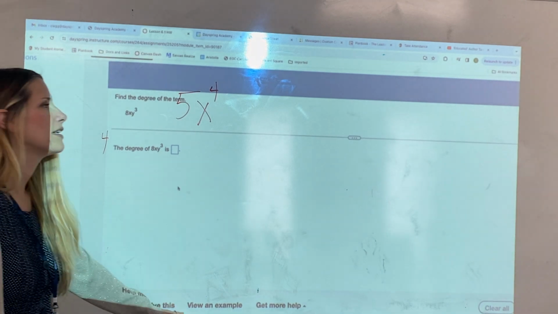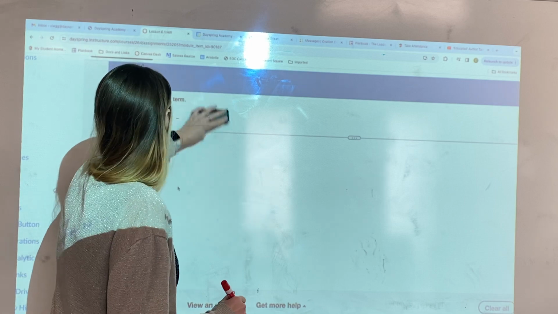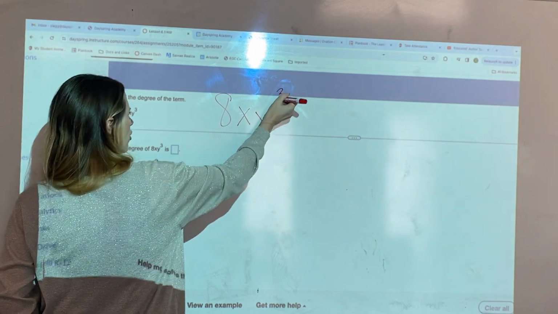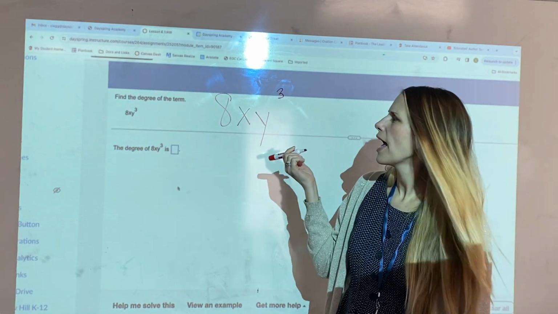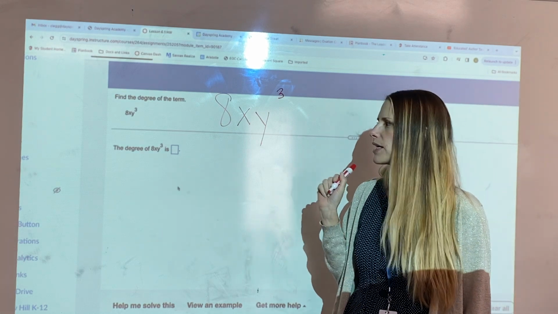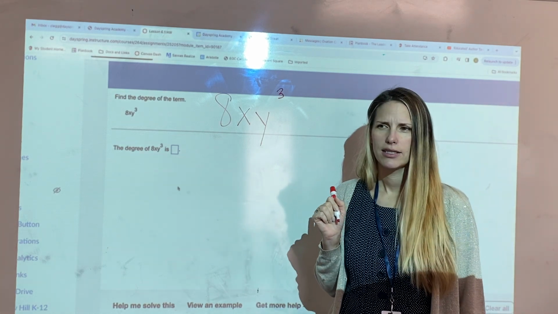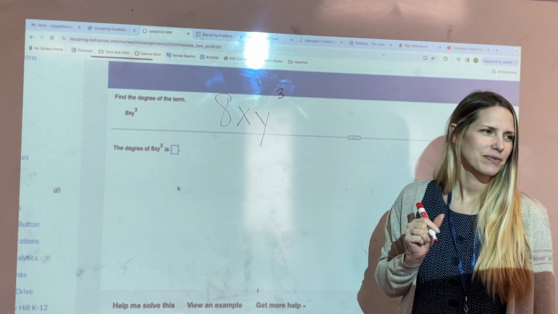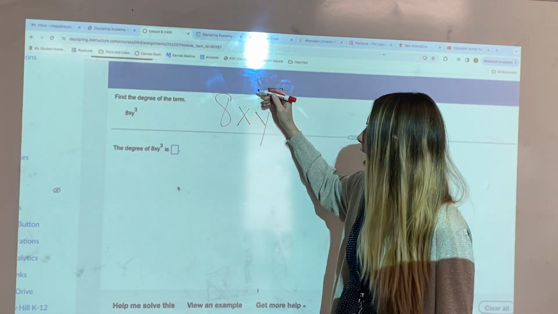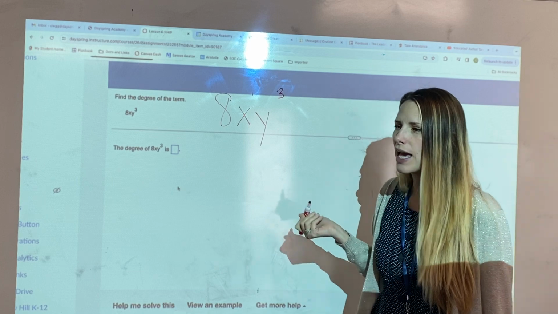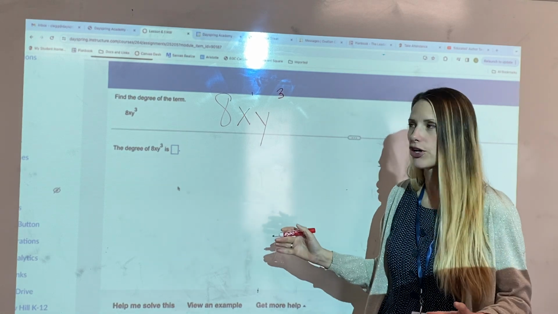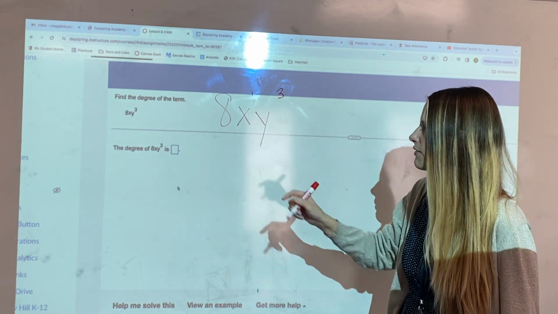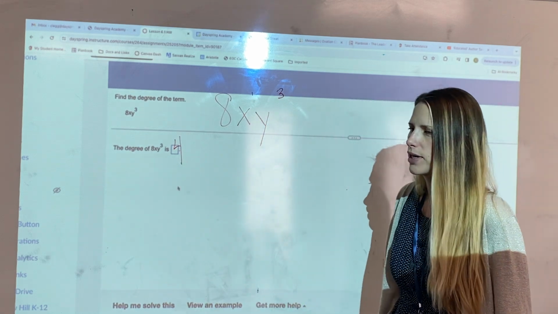Now this one's a little bit different because it has 2 variables in the term. We have 8xy to the 3rd. Do we just take the exponent that we see, or do we need to do something a little bit special to find the degree? What is that special thing we need to do? Yep, we see that this x has an exponent of 1, so all we have to do to get the degree of the entire term is add up our exponents. 1 plus 3 is 4, so the degree of this term is also 4.